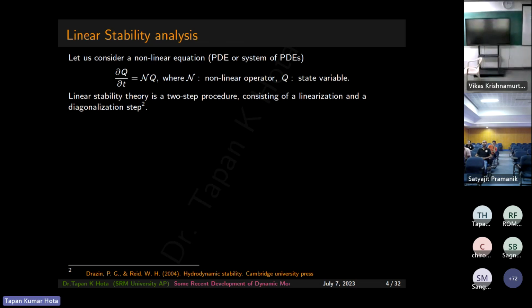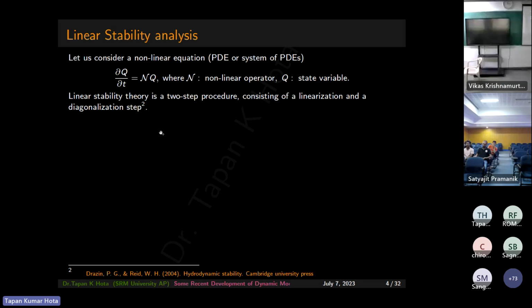Now, how one would perceive fluid flow analysis or any kind of mathematical approach. Suppose you have the governing equation ∂q/∂t = N q. N is some linear operator operating on a certain space, and q is just the state variables. You want to study the dynamics or the stability of the system that is governed by this partial differential equation.